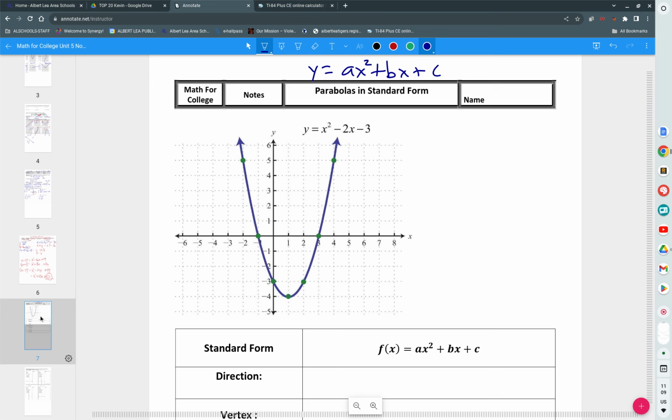Now, yesterday we talked about these things. We said that that's the x-intercept. And we said that this is also an x-intercept. We said that this spot here is the y-intercept.